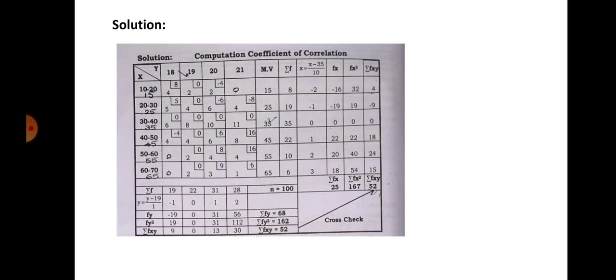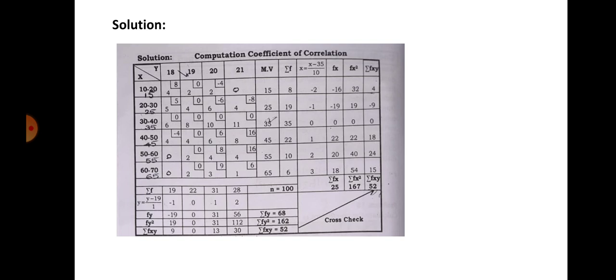Now multiply. So fy: minus 19 into 1 is minus 19 into minus 1 is minus 19. 22 into 0 is 0. 31 into 1 is 31. 28 into 2 is 56. Addition gives you, use the calculator from this side, 56 plus 31 minus 19 is 68.